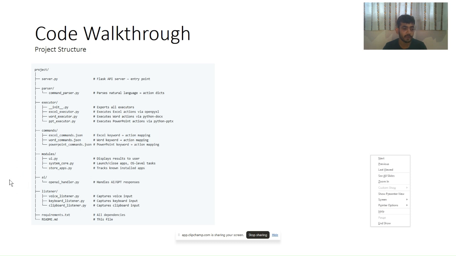AI, in the AI folder, we have OpenAI handler. This is used to manage the OpenAI API key. Listener, voice listener, this feature is unfinished, and this will later be done, but it integrates voice feature into the software, and user can not only use the natural language query, but also he can speak whatever he wants, and it can get executed. So moving on to the next slide.